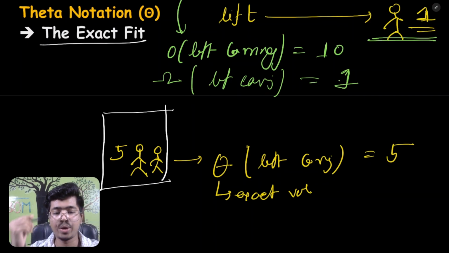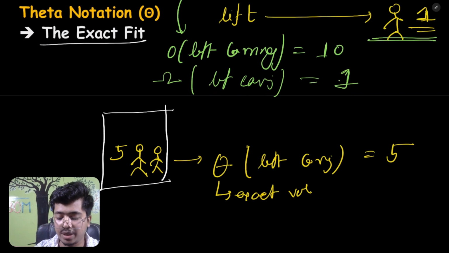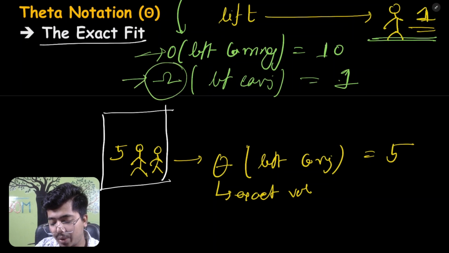These notations are nothing but the three representations by which we represent the best case, the worst case, and the average case. We represent the worst case by utilizing big O. We represent the best case by utilizing omega notation, and the exact fit case we represent by utilizing theta notation.